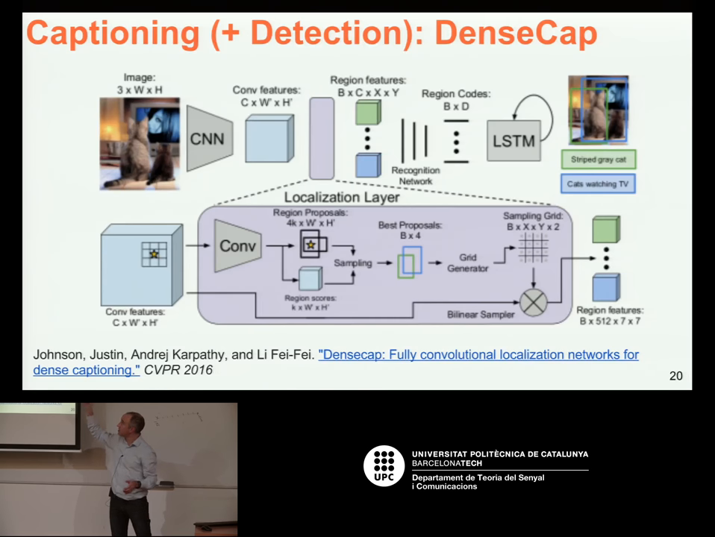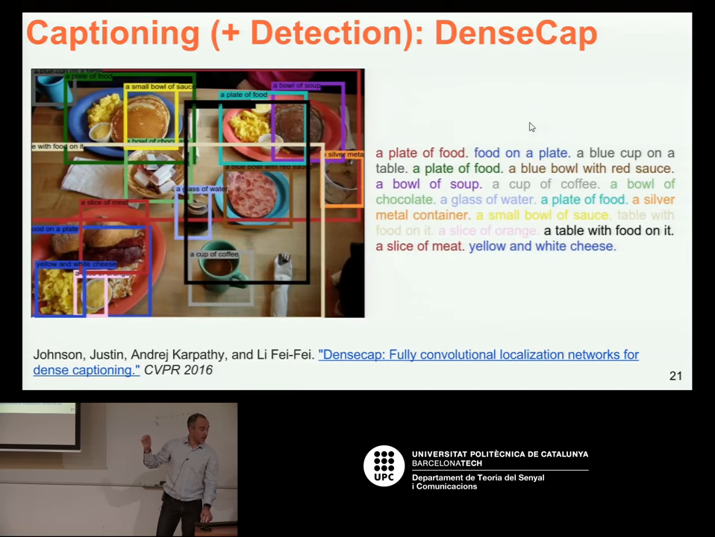And then they manage, so this super complex architecture, it's a classic object detector with an LSTM, which is what you know, to generate the descriptions. And they were able to give an image, to detect the objects, and also generate captions for each of the objects. So now it's not a caption for the whole image, these are captions for the objects that it also detects. It does everything, yeah?